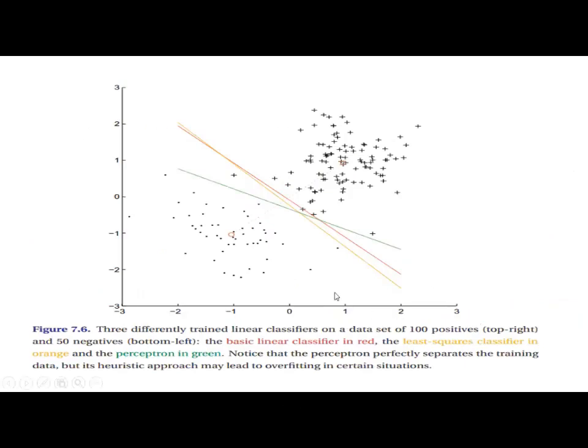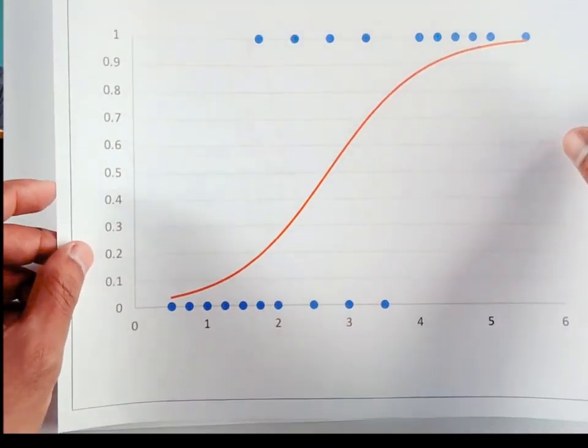See, you can see the differences between the three differently trained linear classifiers on 100 positives. This is the perceptron, and this is the least squares classifier, and this is the basic linear classifier, BLC. So you can clearly see the differences between the three lines. The best one is the perceptron. Hope you understand.